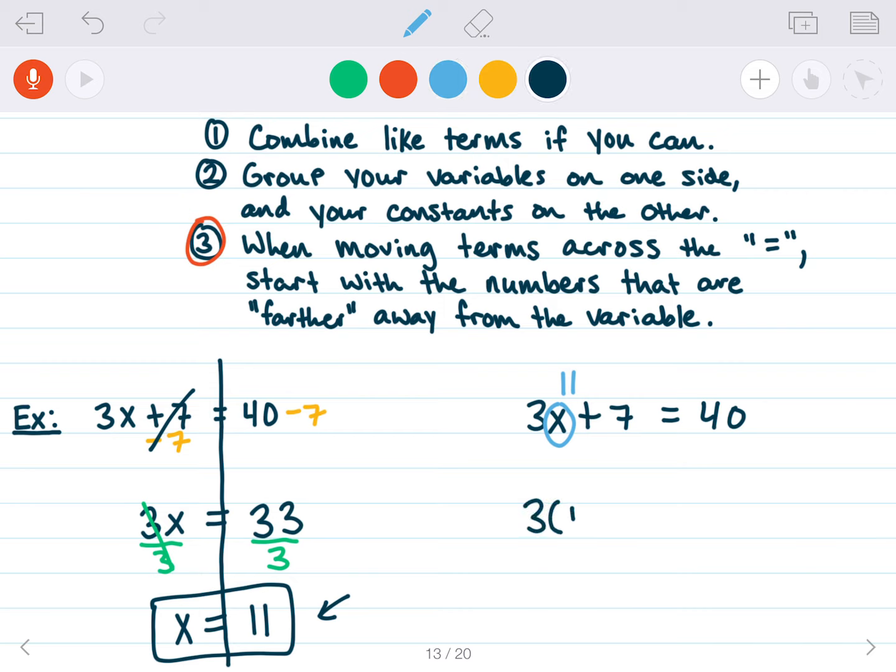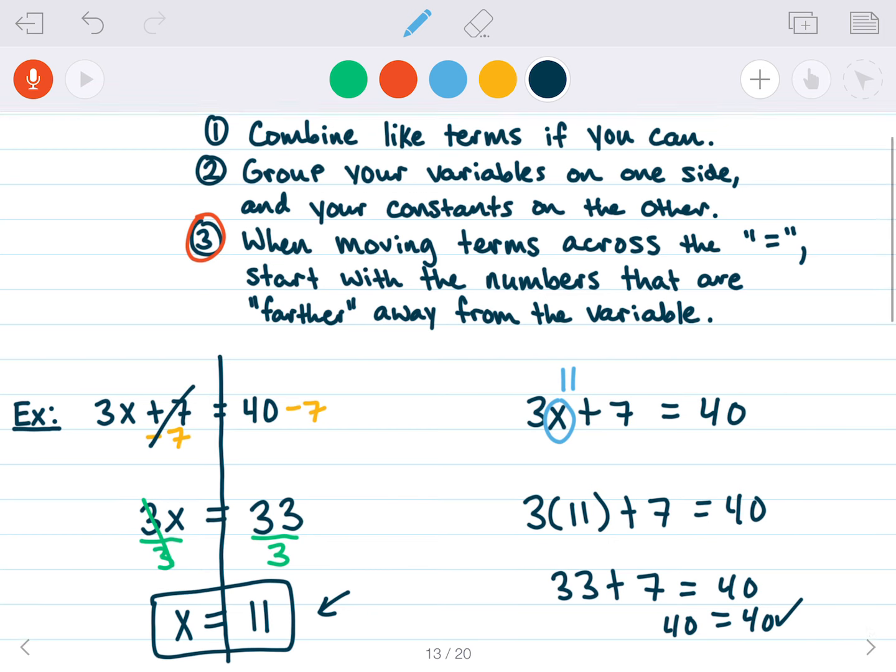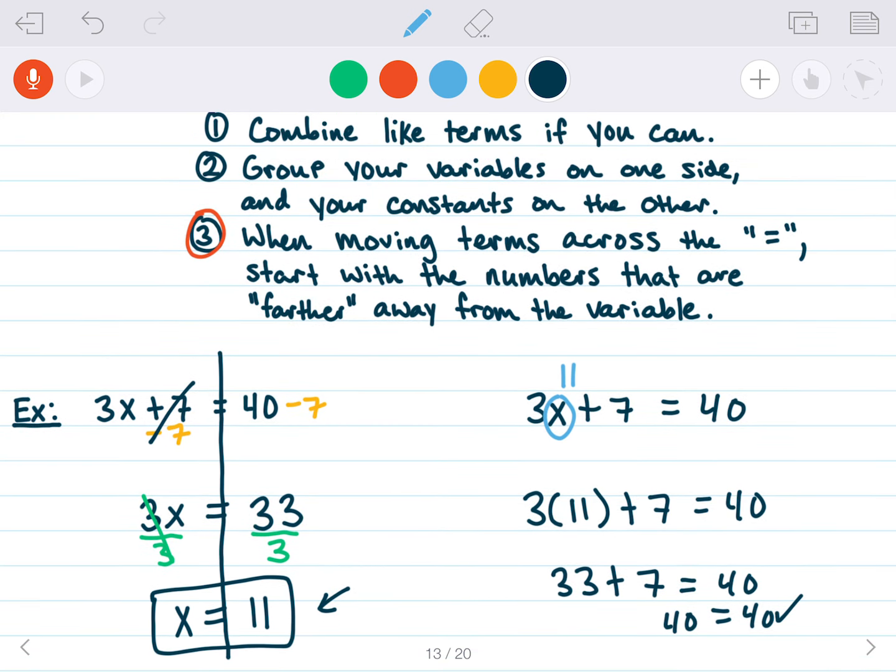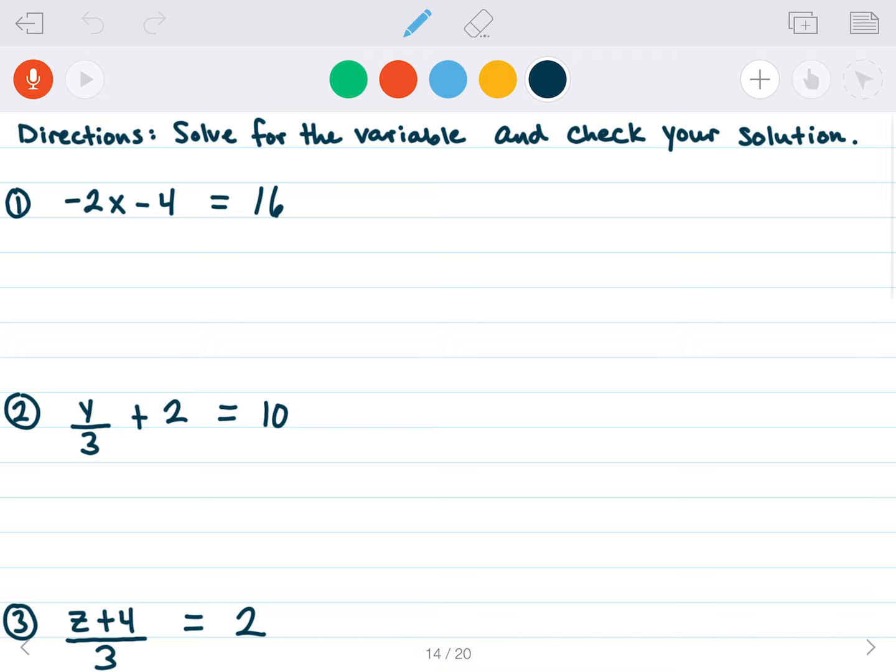So I have 3 times 11 plus 7 equals 40. And indeed, on the left side, I get 33 plus 7 equals 40. Yes, 40 does equal 40, so I know that my answer is correct. So that's how you can check yourself. And I highly recommend that you do that with your homework.